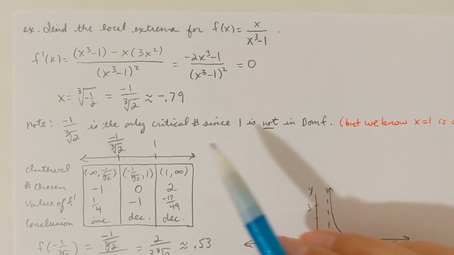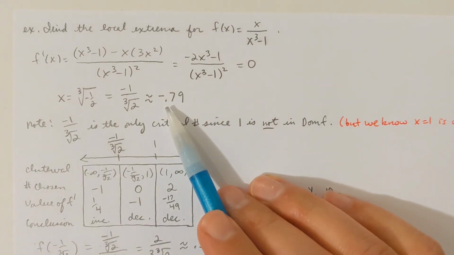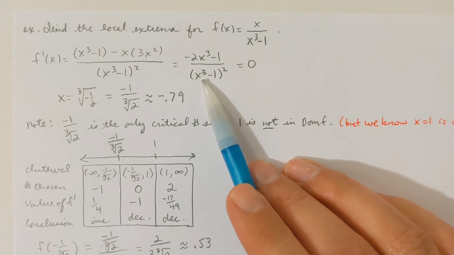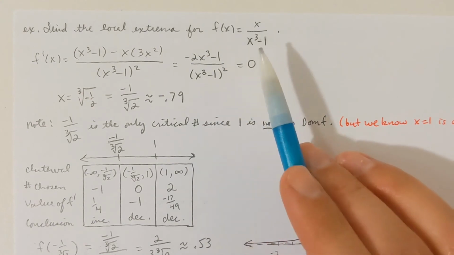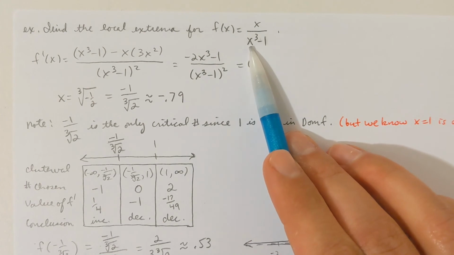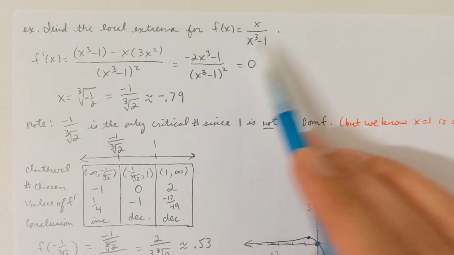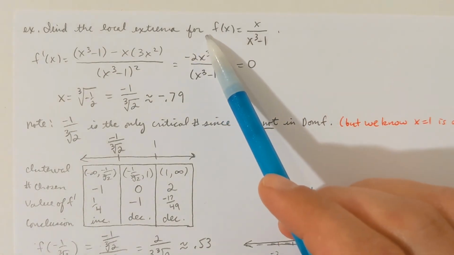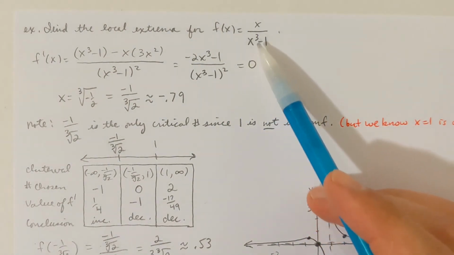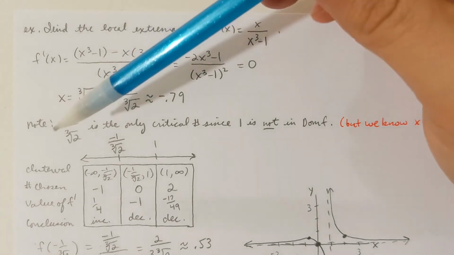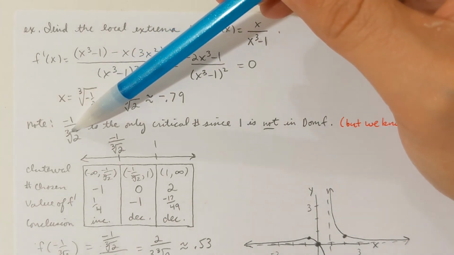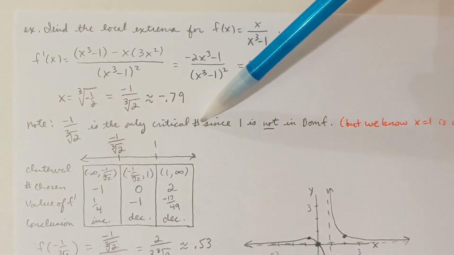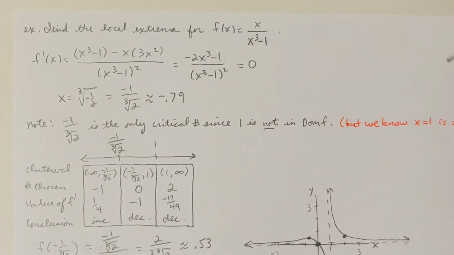Okay, now is that my only critical number? Because 1 is a problem here, right, for the derivative? But 1 was not in the domain of the function. You're only going to have a critical number if x was in the domain. 1 is not in the domain of f. So negative 1 divided by the cube root of 2 is the only critical number, since 1 is not in the domain of f.